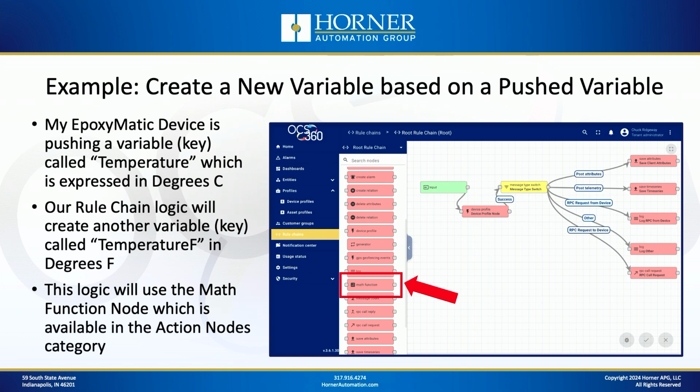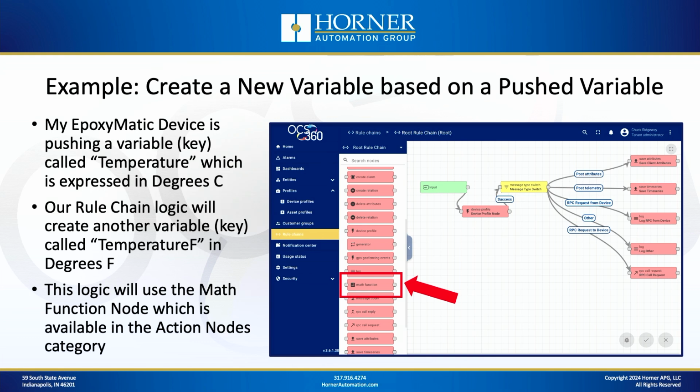And one of the variables it's been pushing is called temperature. Now, I typically use the term variables when I'm talking on this podcast, on these live streams. But really, another term for variables is key. So keep that in mind. One of these days, we'll do a glossary comparison of IIoT terms versus traditional PLC terms. But anyway, the Epoxymatic has been pushing a variable called temperature to OCS 360 for weeks now, and that is expressed in degrees C. That's the format it's been reported in.